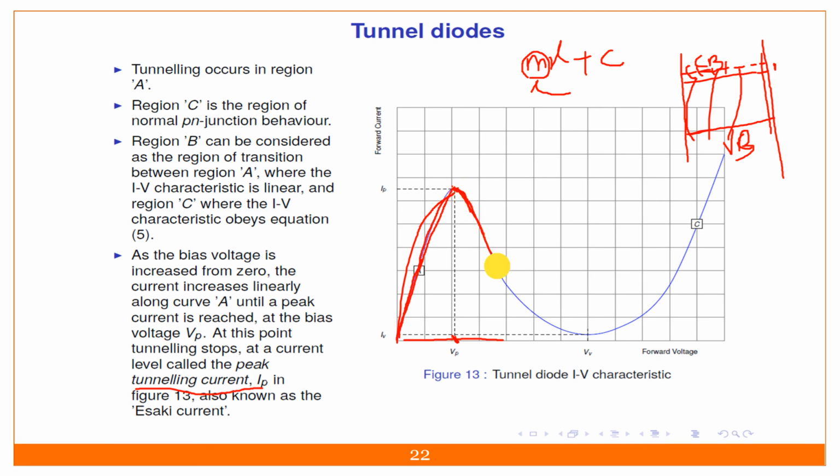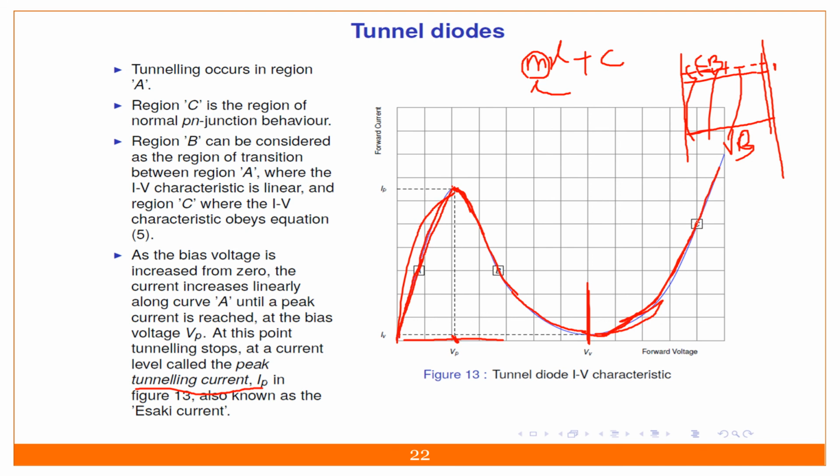This effect is called the negative resistance effect, and where you are getting the minimum current is called the valley point. After that point, the diode again acts as a normal PN junction diode, and the current is caused to flow. This is all about the tunneling diode.